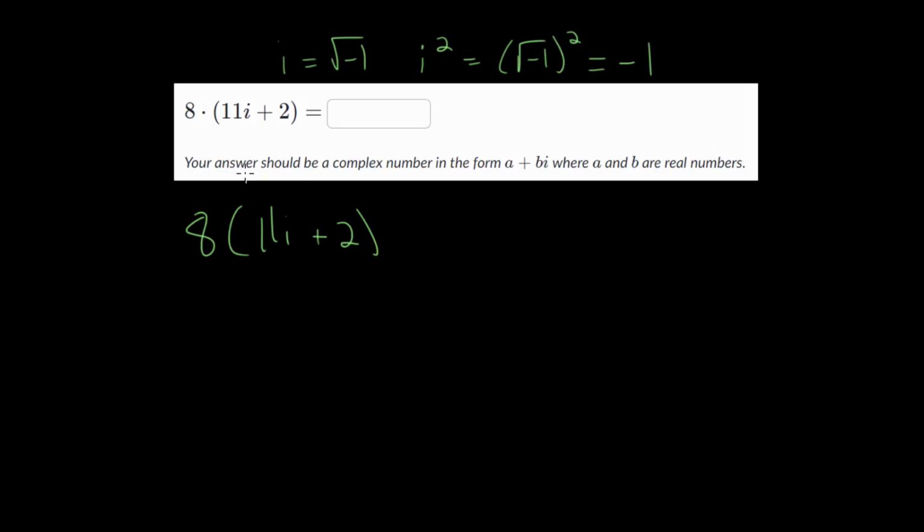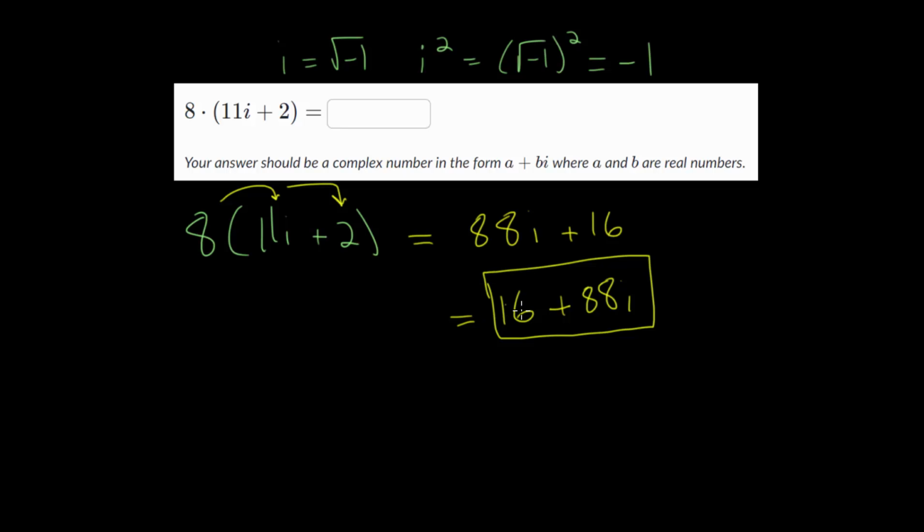So to actually multiply these, we're just going to distribute like we would if this was a real number expression. And 8 times 11i, that's just 88i. And 8 times positive 2, that's 16. And of course, we want to rewrite this as a plus bi, since by convention, we write the real part first and then the imaginary part. So we'll just switch the order. So we get 16 plus 88i. So this will be our final answer for this problem.